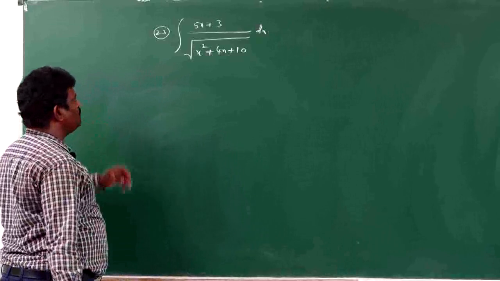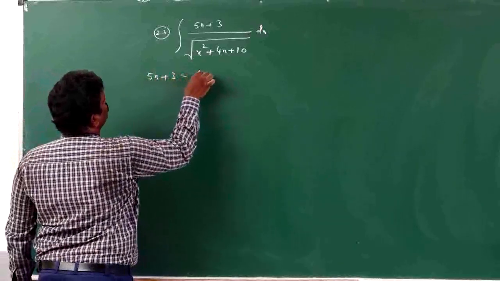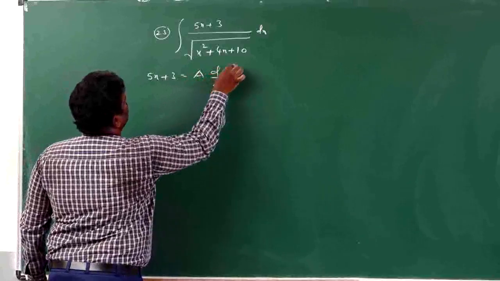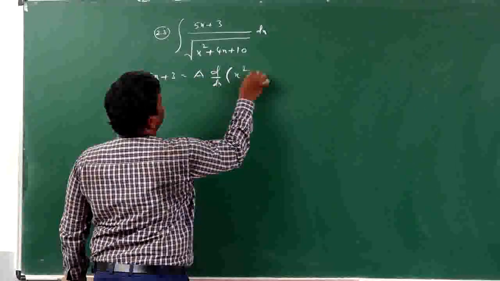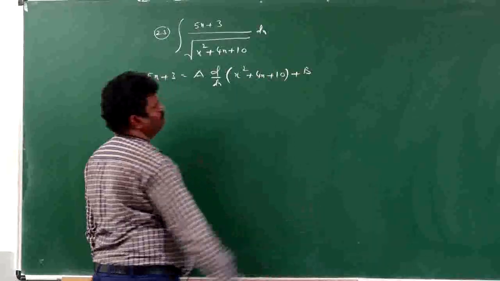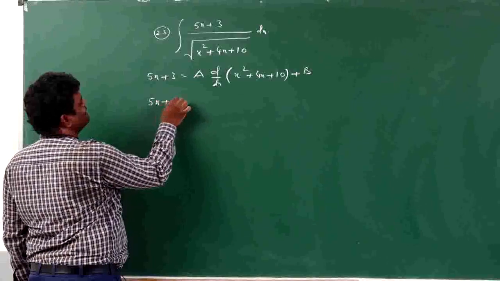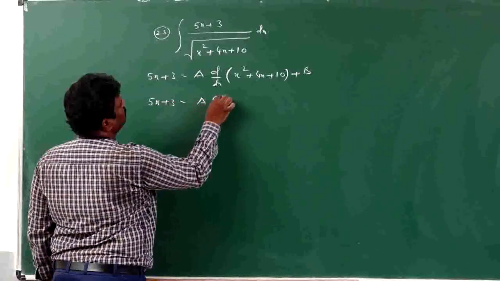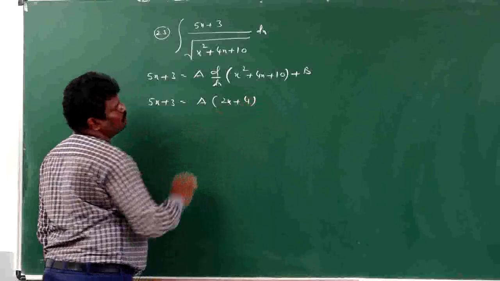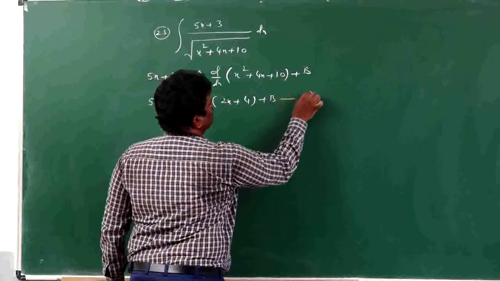Again the same model, the numerator value. So 5x plus 3 is equal to a into d by dx of this value, x square plus 4x plus 10, plus b. Now if you differentiate here, 5x plus 3 is equal to a into (2x plus 4) plus b. Now this is equation 1.